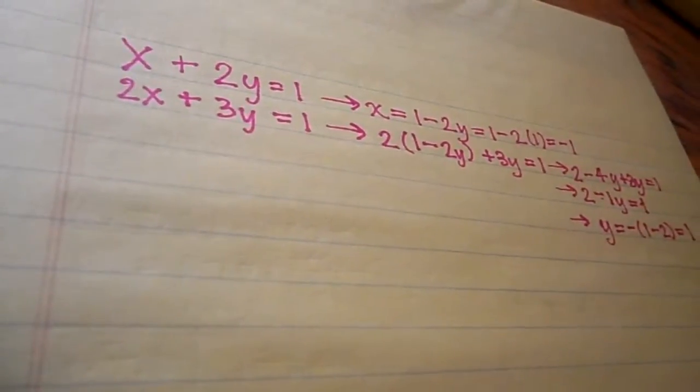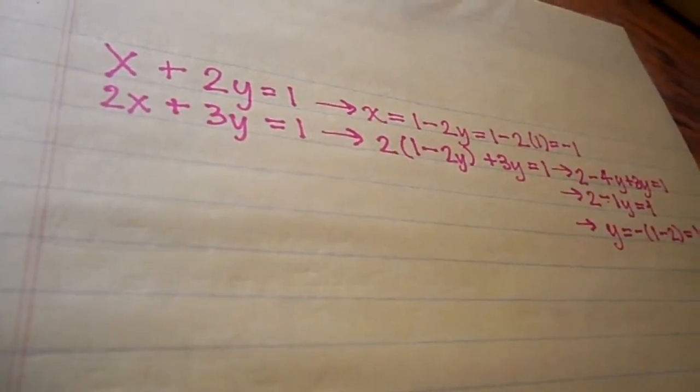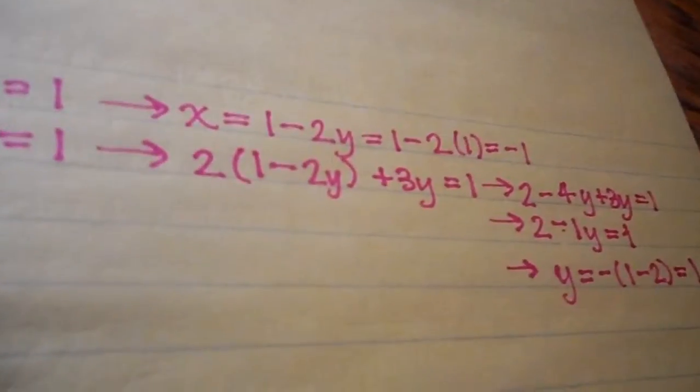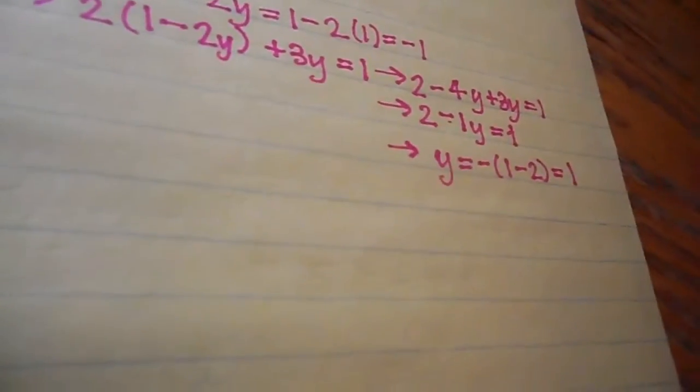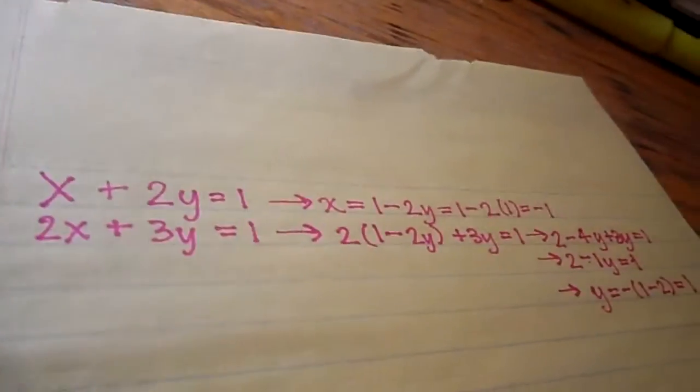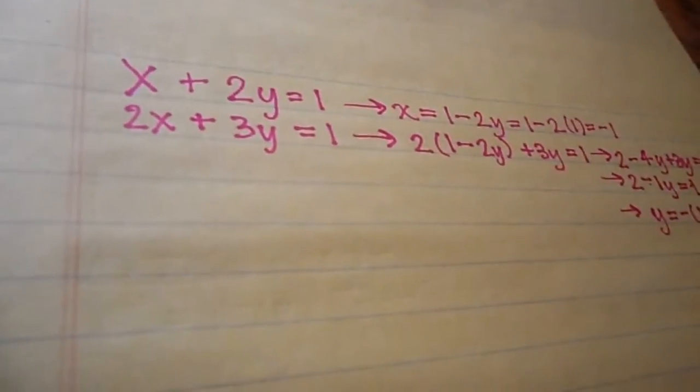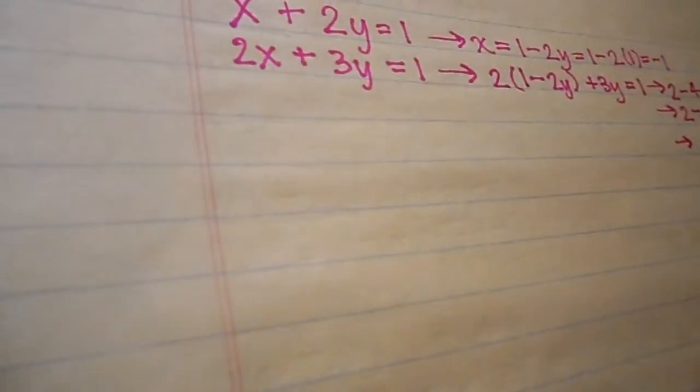This is Victoria again, and we just finished solving the system of equations. We found that x equals -1 and y equals 1. Now this is kind of fun, but let's think of another way that we can solve for this.